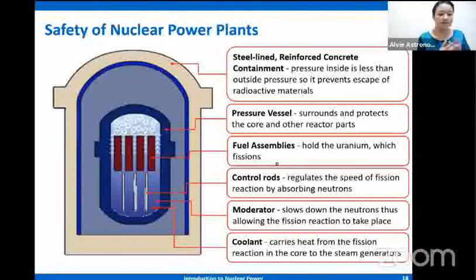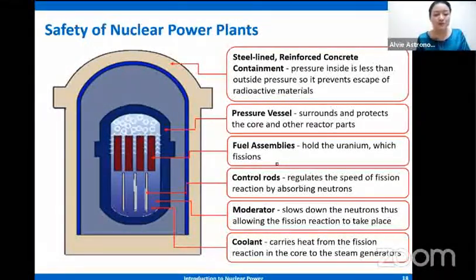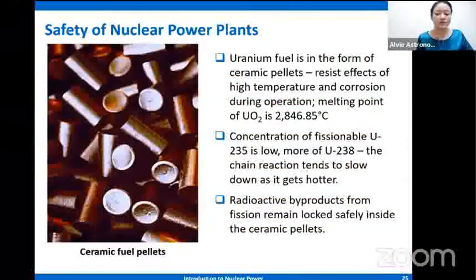And here are just some examples. Nuclear power plants have steel-lined reinforced concrete containment. It has a pressure vessel which protects the core. It has a fuel assembly which holds the uranium that fissions. It has control rods. The function of that is to control the reactivity. It regulates the speed of fission reactions. It controls the heat in the system. The moderator slows down the neutrons. And coolant removes the heat from the reactor core.